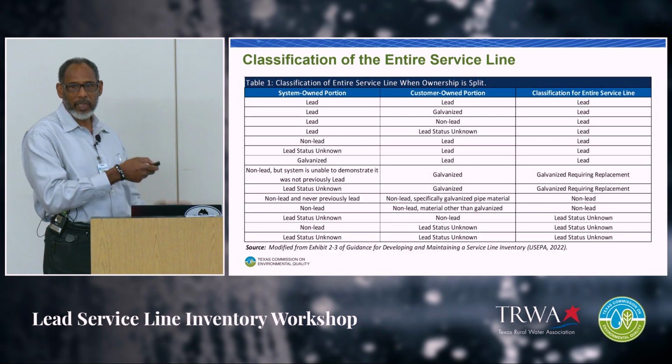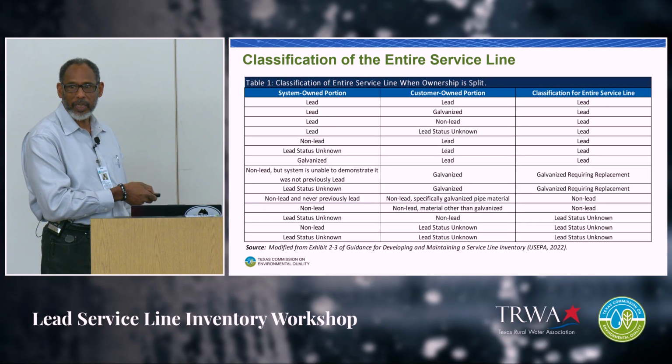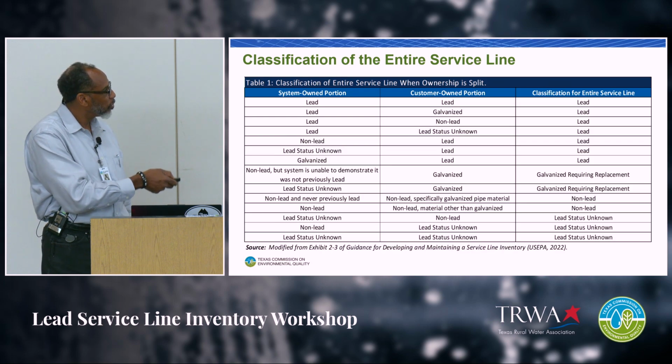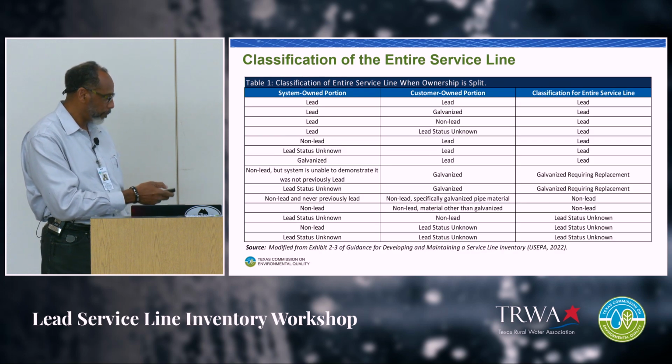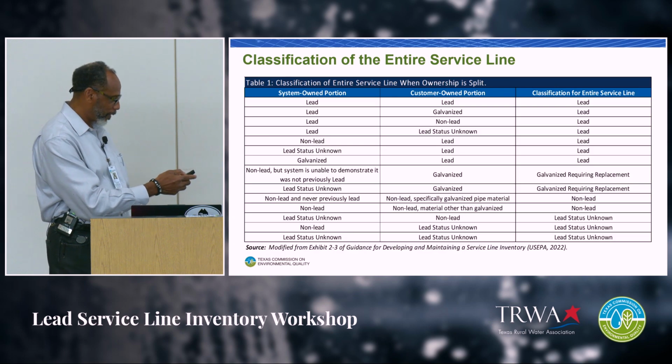So you could have a system-owned portion of the service line that's non-lead, plastic, and you can have a customer-owned that is lead, that's a lead pipe. Okay? And you just continue down. So you'll select this for each service line, and then it'll give you a selection over here of what the final is. Was that good? Is that clear? Okay, good.